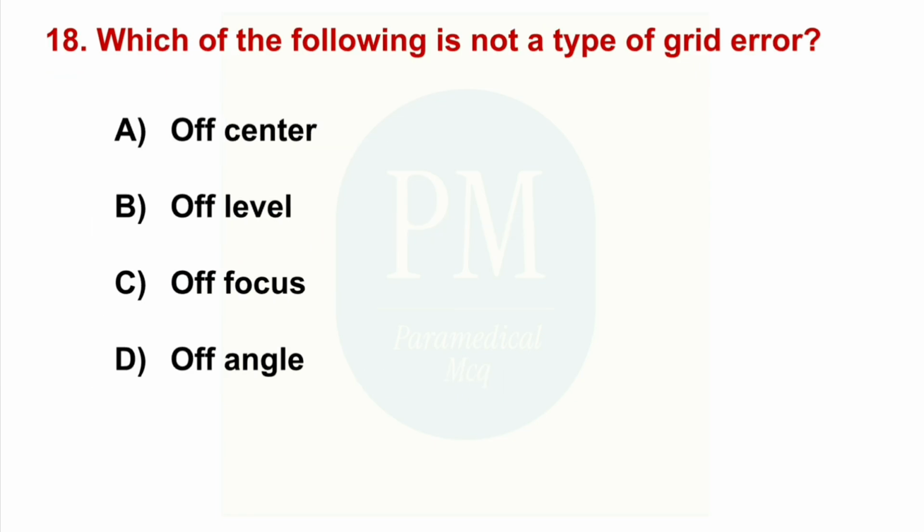Which of the following is not a type of grid error? Option A, off center. Option B, off level. Option C, off focus. Option D, off angle. The correct option is option D, off angle.